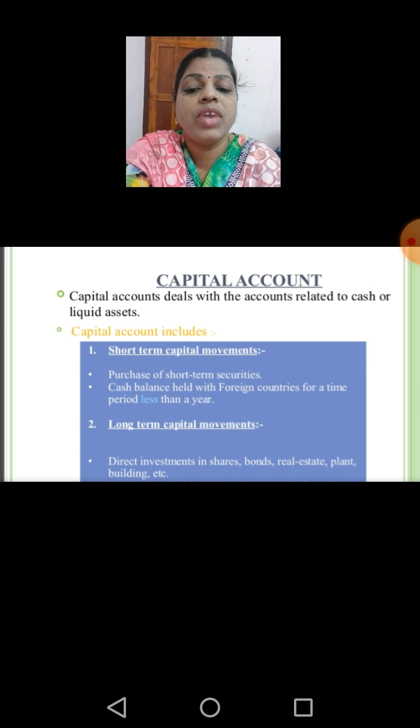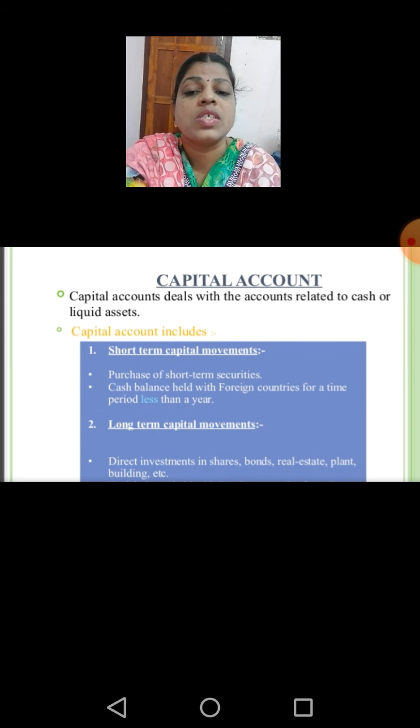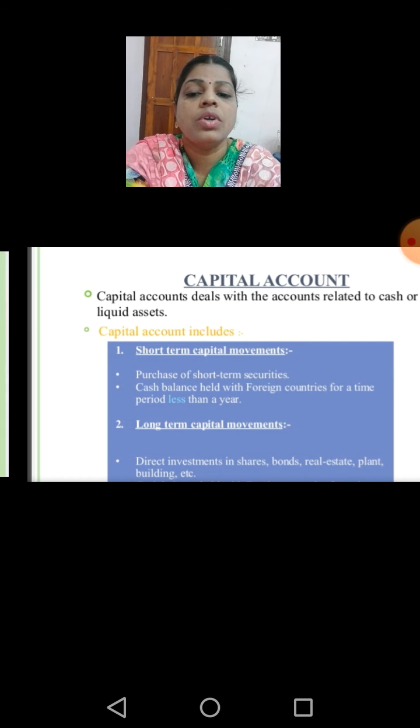The various investments in long term shares, bonds and real estates. These are all maybe familiar to you, isn't it? Real estate is also familiar. And plant. Plant means different types of machineries. And building. For construction purposes also we will invest, long term investments we will do. So all such investments will be under the capital account.